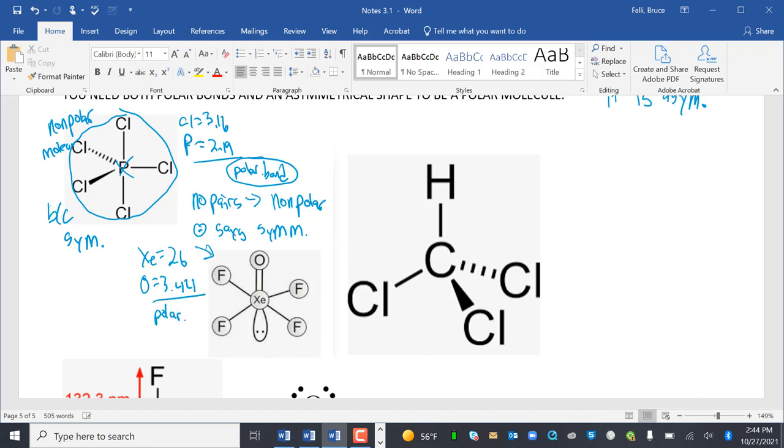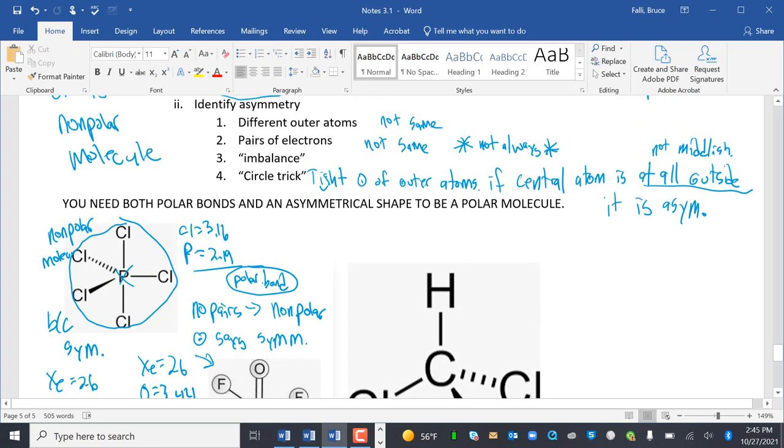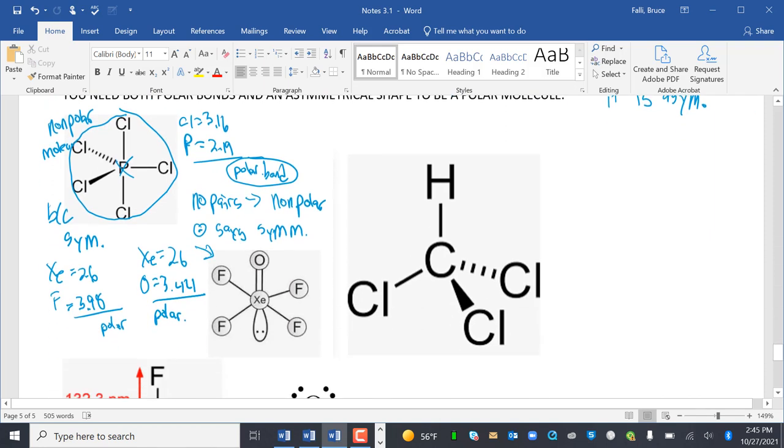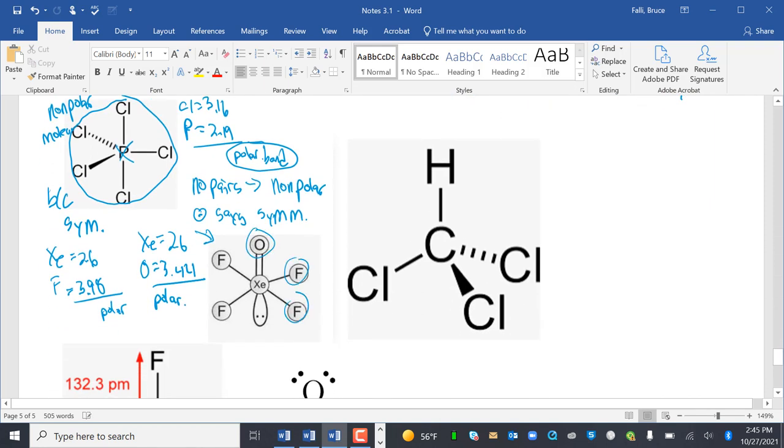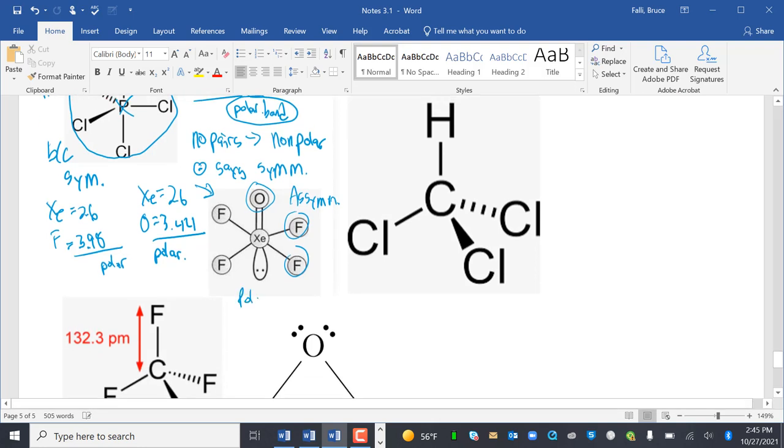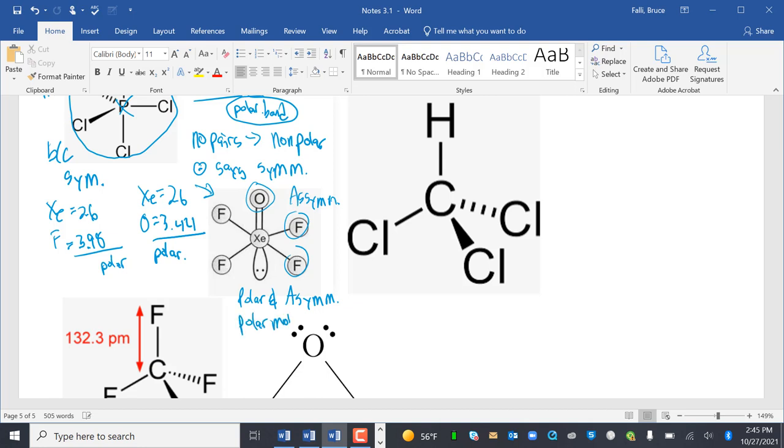I know it's going to be more than 0.41, right? And then I also have xenon to F. Xenon is still 2.6. F is 3.98. That's also going to be polar. So I've got polar bonds. That's good news, right? But let's look up here at the things we can check. Different outer atoms. See how this is different, right? That's an asymmetrical shape. So I have a polar bond and asymmetrical. That means this is a polar molecule.